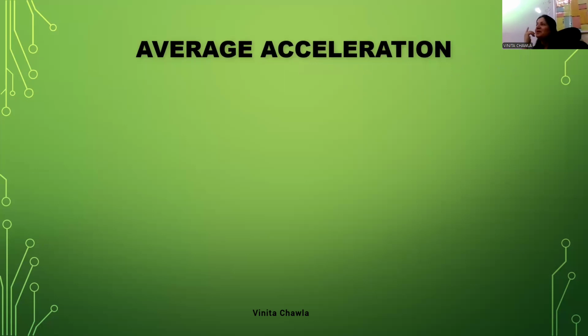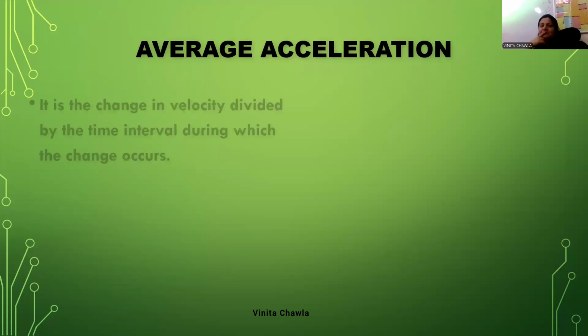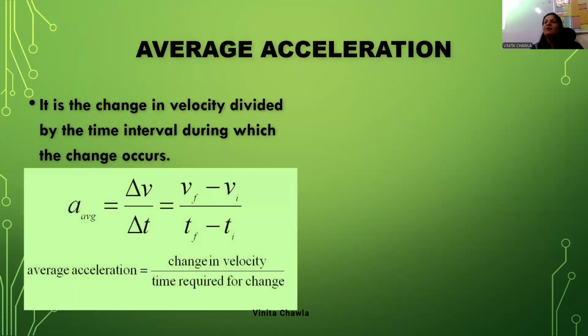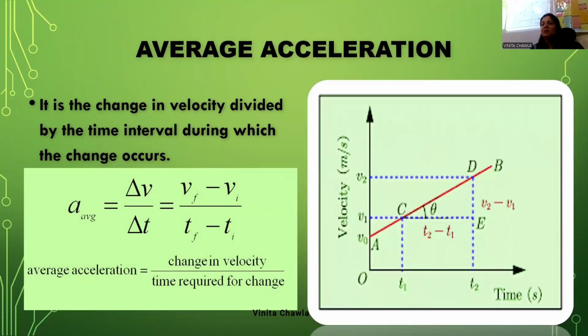As we have average speed, average velocity, in the same way we have average acceleration. What is average acceleration? Change in velocity divided by time interval during which the change occurs. So we write average acceleration as delta v by delta t. It's v2 minus v1 upon t2 minus t1. Change in velocity upon time required for change. So we'll simply find the slope of the VT graph to get average acceleration.